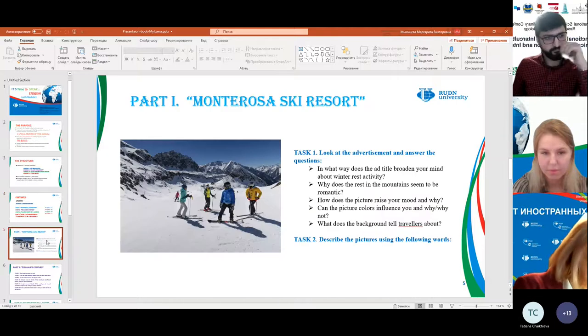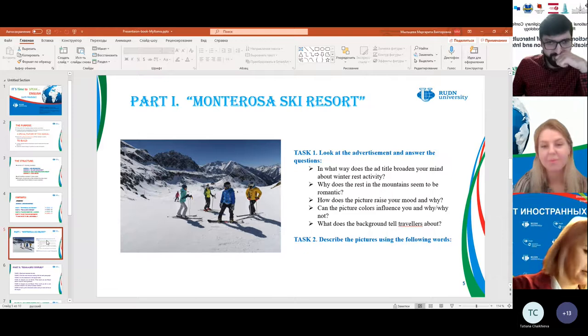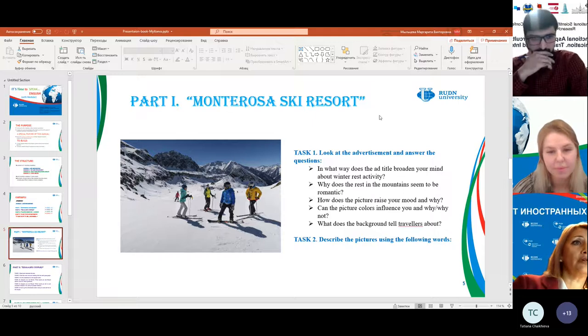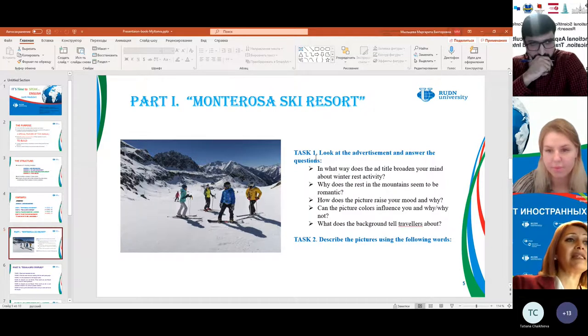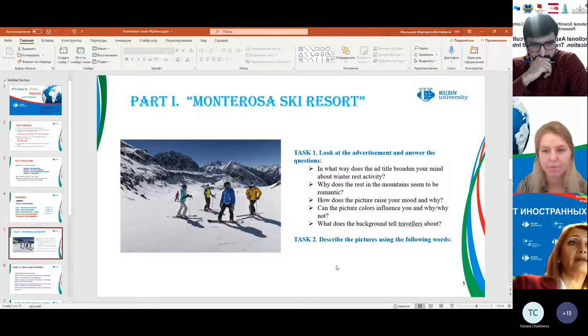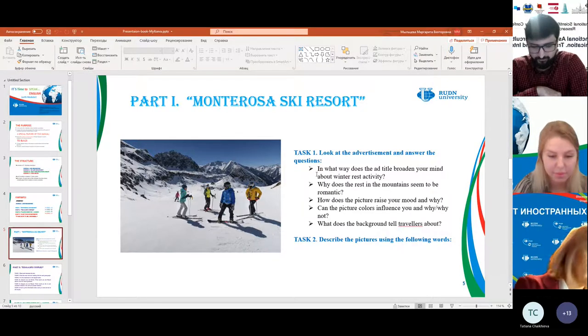The tasks of each part of the module become more interesting. The first 3 parts of each module contain authentic texts. The tasks of the first part, Monterosa Ski Resort, for example, is an invitation, just an advertisement, and we can speak about some very simple tasks. For example, look at the advertisement and answer the questions. Describe the pictures using the following words. Of course, you can find such exercises in the manual. You look at the picture and try to find the answers even in the picture. You start speaking, answering special questions.